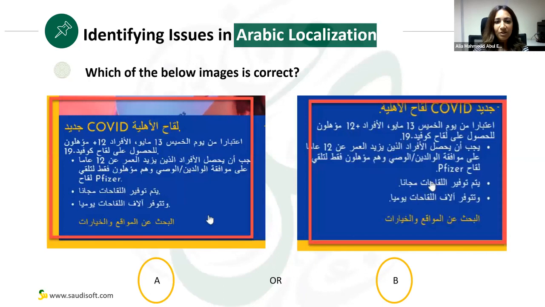Isabella, if you can please help us with the polls, as we have a few images and I would like to see people's responses. If you can just let us know which of the below images is correct. Let's give people a couple of seconds to look at the images, and then I'm going to launch the poll. All right, let's see. Okay, so is it A or is it B?